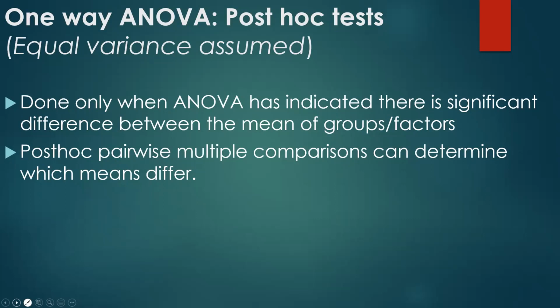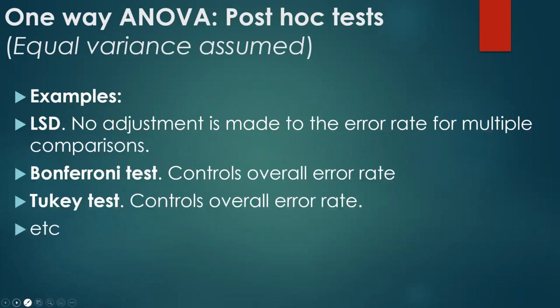You see, that's why we do a post hoc test, to see which groups are not significantly different. Sorry, because for ANOVA, if there is no significant difference, then we stop there. But if there's a significant difference, then we find out where it is coming from. So, one-way ANOVA post hoc tests. Some examples are the LSD, the Bonferroni test, and the Tukey test.